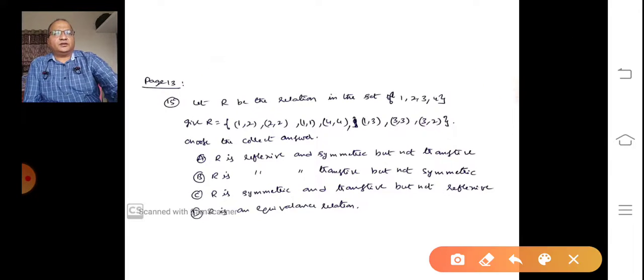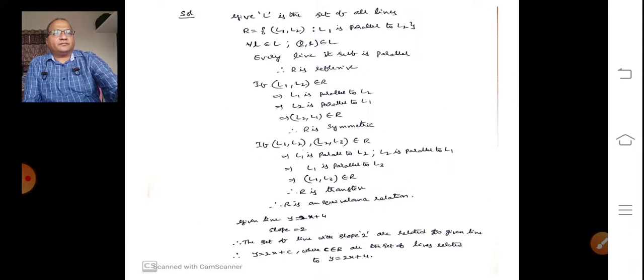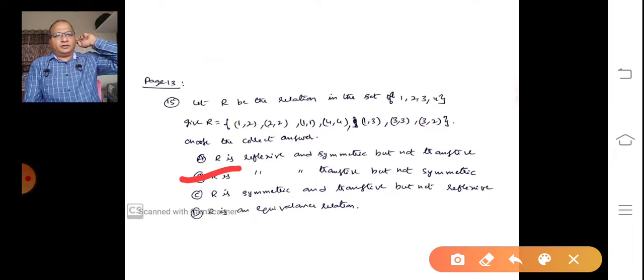So which is the right option here? Therefore we can say R is reflexive and transitive but not symmetric. So what is the answer? R is reflexive and transitive but not symmetric.